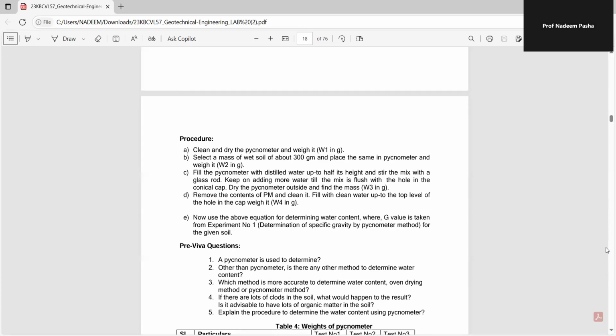Procedure: clean and dry the pycnometer and weigh it. That will be W1 in grams. The first step is to clean and dry the pycnometer and weigh it. Next, select a mass of wet soil of about 300 gram, place it in the pycnometer and weigh it. Call it W2 gram.